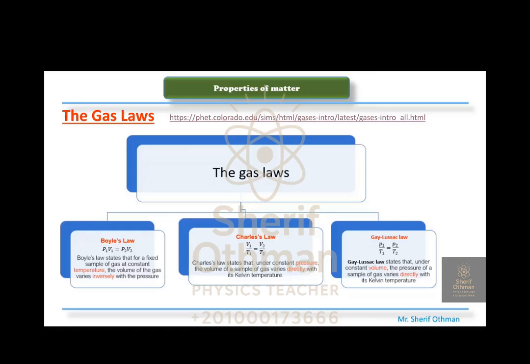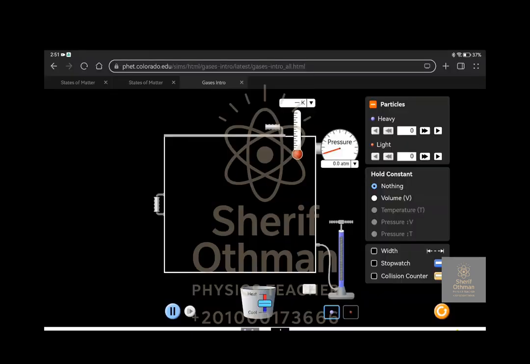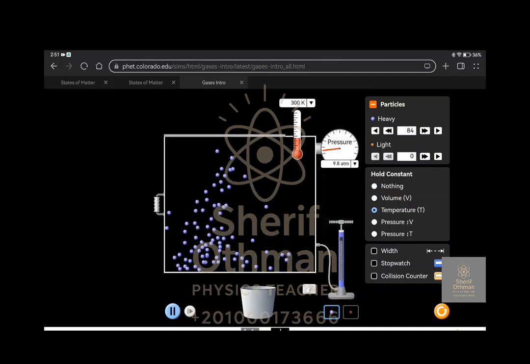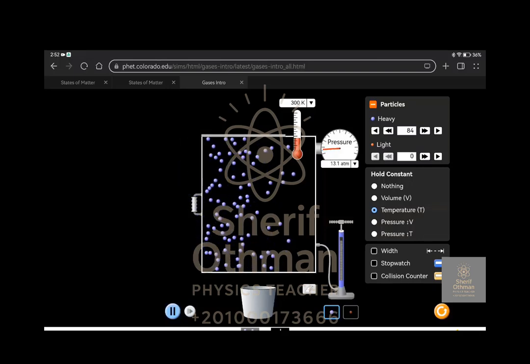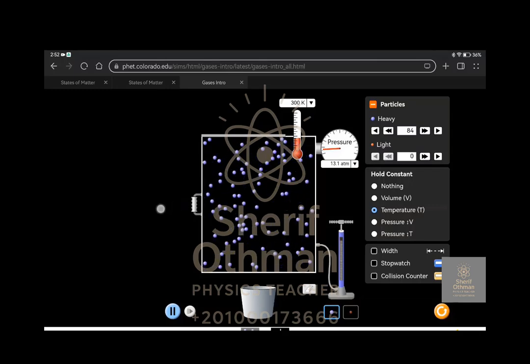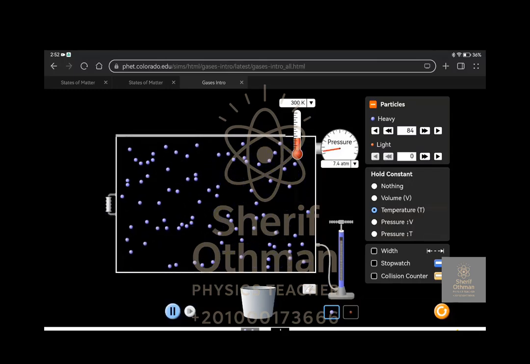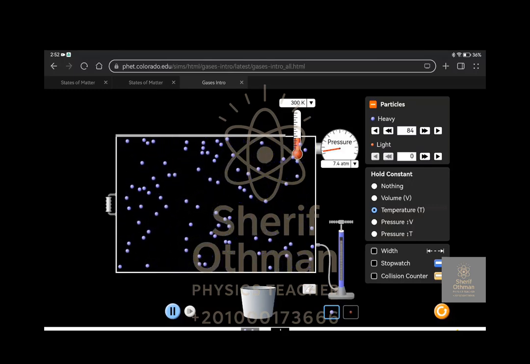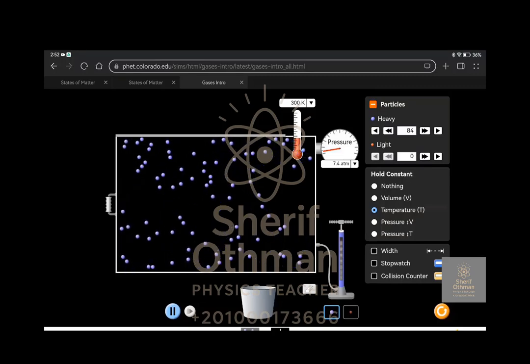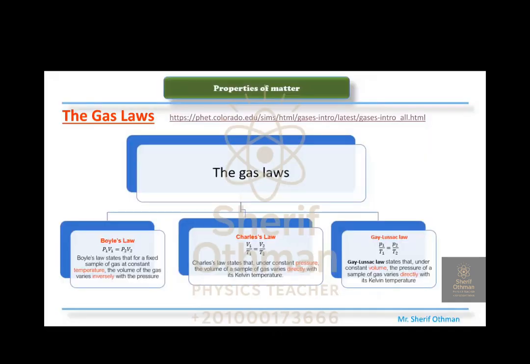Let's find firstly the relation between P and V. Here we have some particles of a certain gas, and I will make the temperature constant. By decreasing the volume, the pressure increases. Notice the pressure value at the right side. By increasing the volume, the pressure decreases. So the relation between pressure and volume is an inverse relation. As the pressure increases, the volume decreases, or as the volume increases, the pressure decreases.